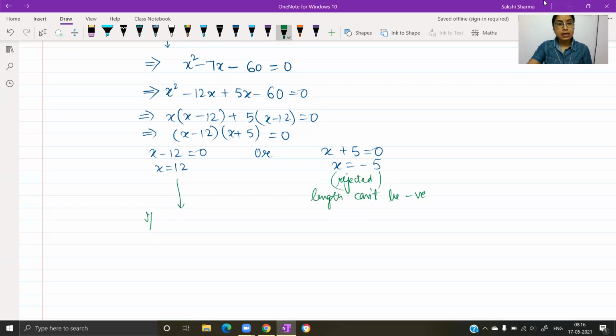That means if x is 12, the answer for the base of the triangle represented by x equals 12 centimeters, and the altitude is represented by x minus 7, comes out to be 5 centimeters. I think you have probably written the answer for this already. If anyone did not complete it, kindly write this down.